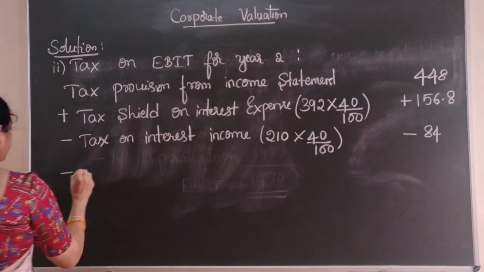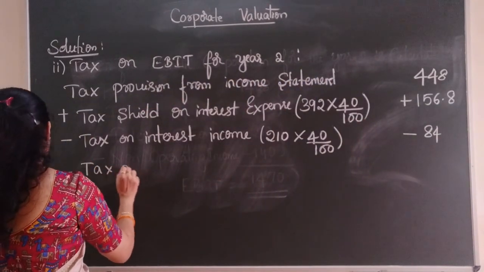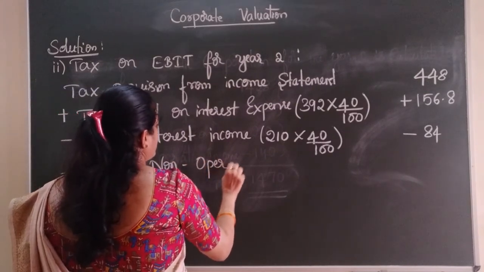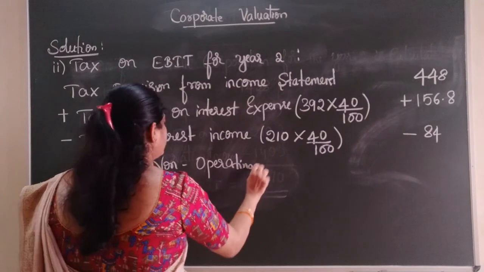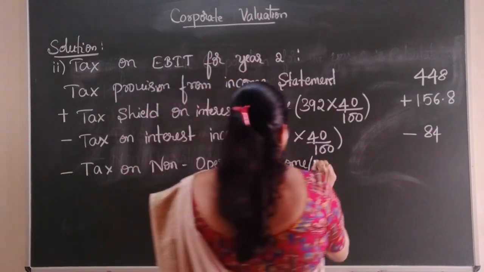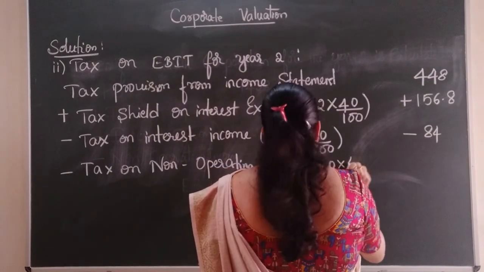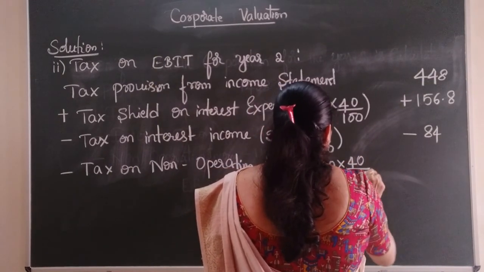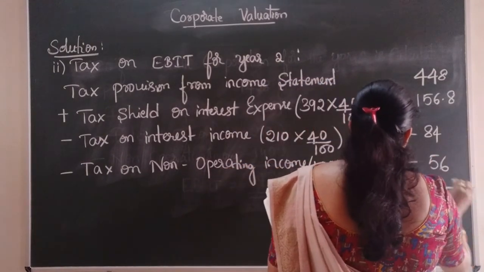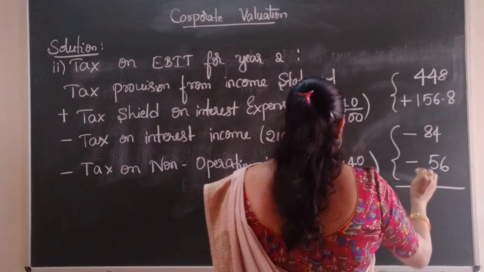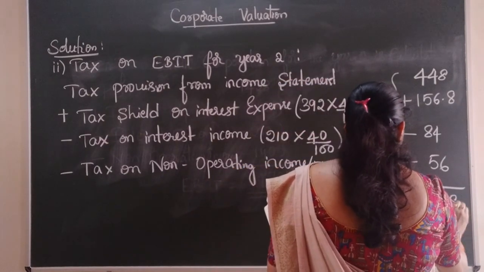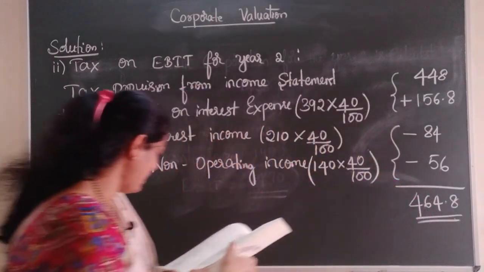Next, minus tax on non-operating income, that is 140 into 40%, which gives you 56. So you need to add and deduct these, and then you will get the answer as 464.8. Once again I will explain.